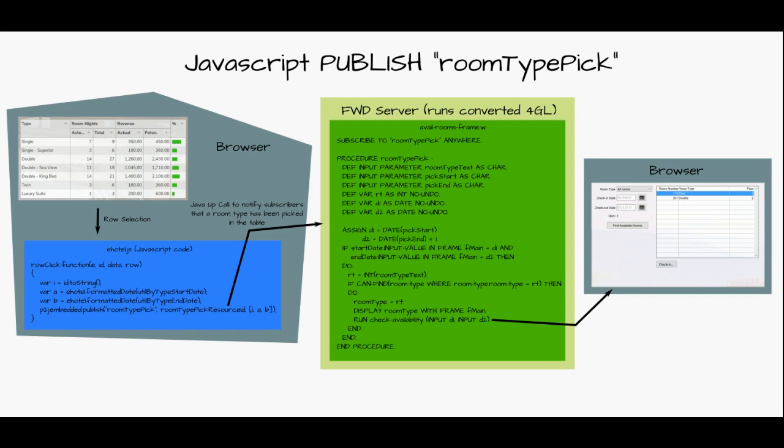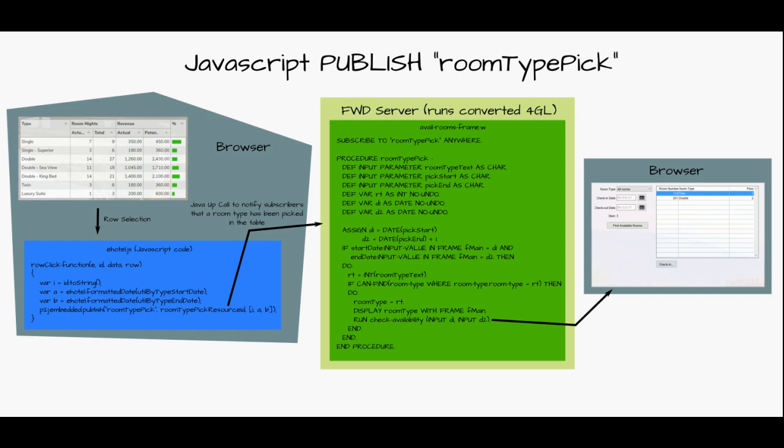And then that gets routed up to the Forward server, and this is the converted 4GL code that backs it. We have subscribed to room type pick, and in that procedure that gets called, we basically assign the date values and assign the room type, and we call the check availability procedure that will basically refresh all of this.